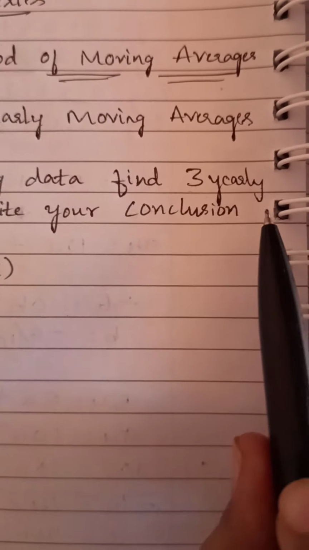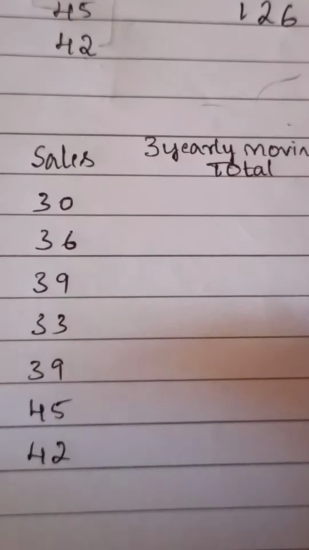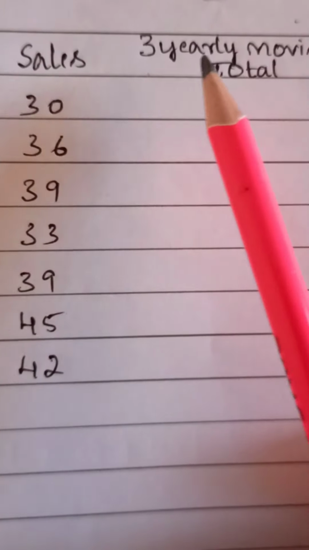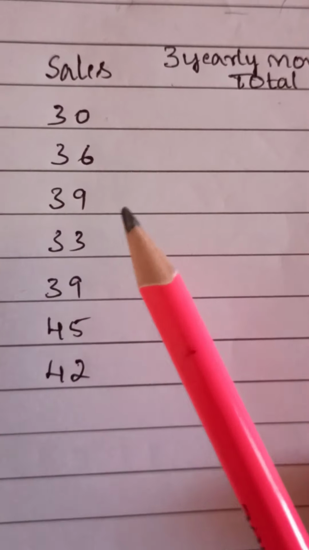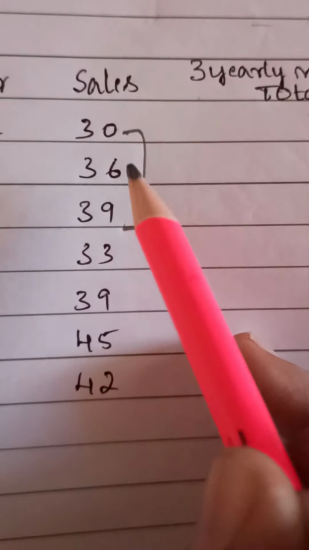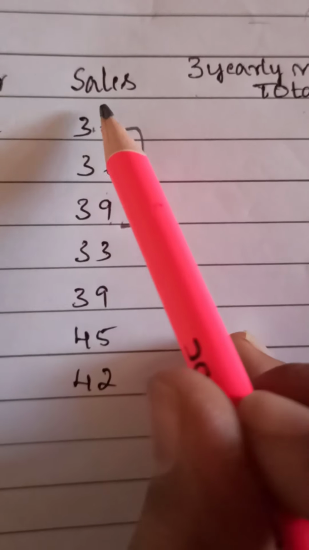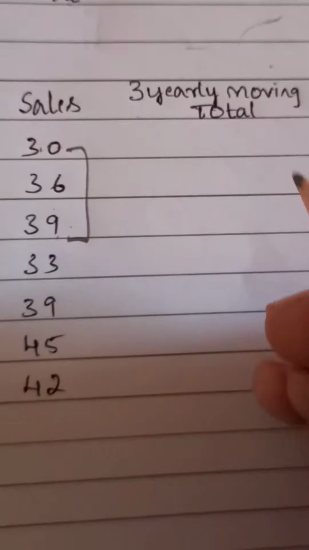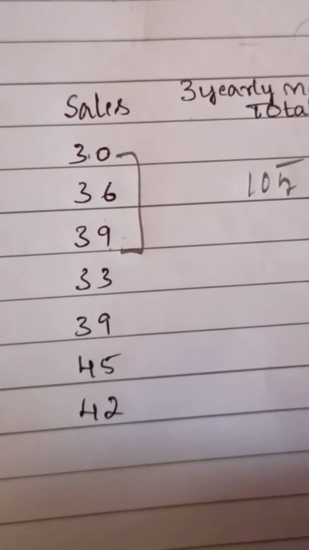where we have to find out the 3 yearly averages. So the next column will be 3 yearly moving total. How to find out the 3 yearly moving total? By taking the 3 years sales total. That means 30, 36, 39, 3 years. So we have to add 30 plus 36 plus 39. How much will you get? 105.